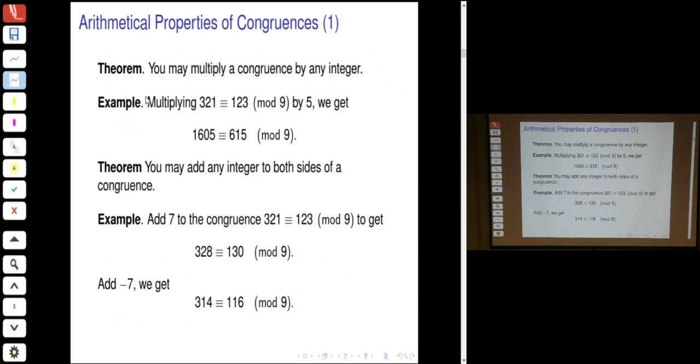Okay, so let's now move on to further properties of congruences. The reason for introducing congruences is that they provide many significant shortcuts when you do computations. What we are studying via these properties are these tricks of taking the shortcut using congruences or modular arithmetic. Okay. So here is a simple result. You can multiply a congruence by any integer.